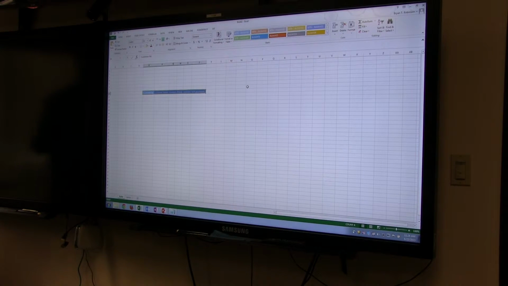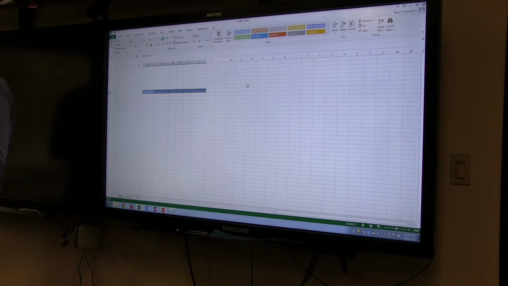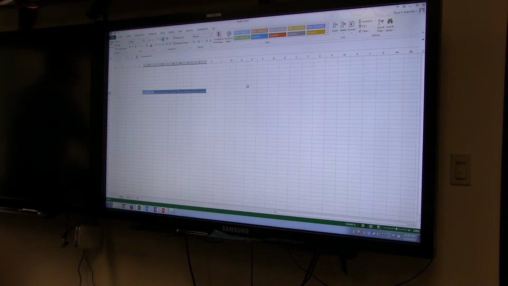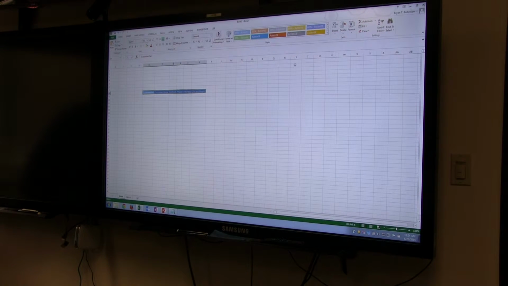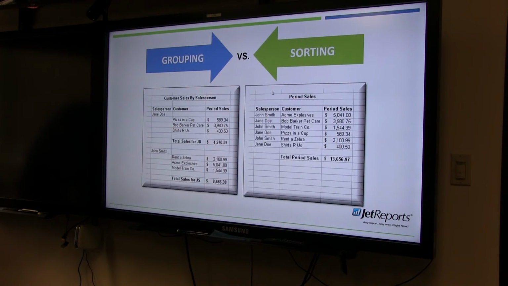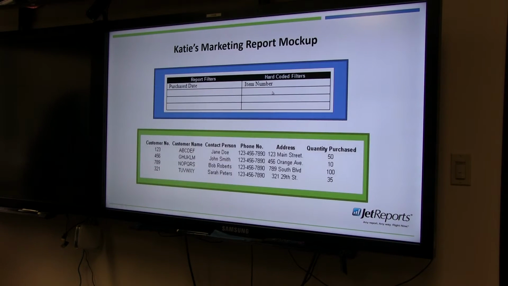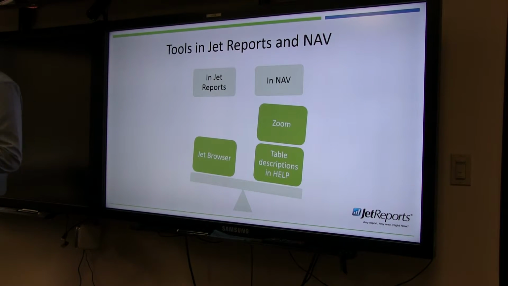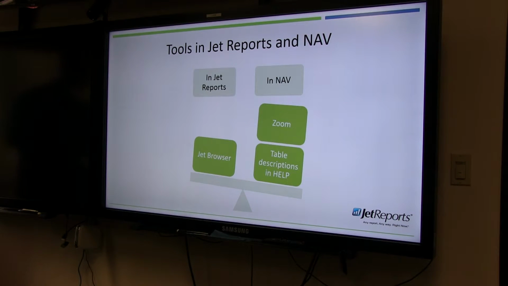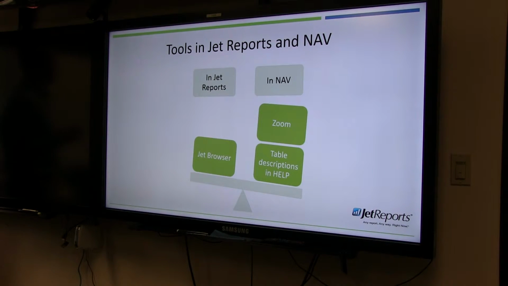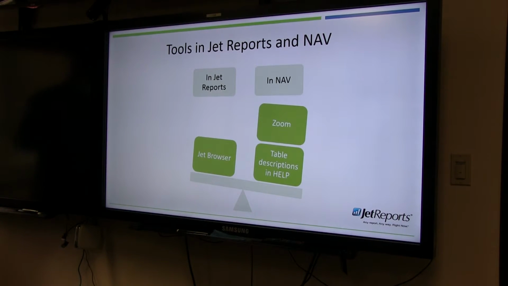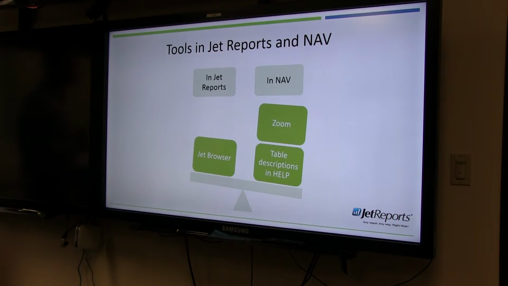So on 224, this is the part where I start losing people. I have to now find which tables and fields I have to go and get this information from. And where we go to get this information actually does matter. So there's a couple ways we can figure out where information is. One is in the Jet browser, assuming only one person's trying to access it. Or we can actually go into Nav and we can use the Zoom tool. We can talk about table descriptions and help.